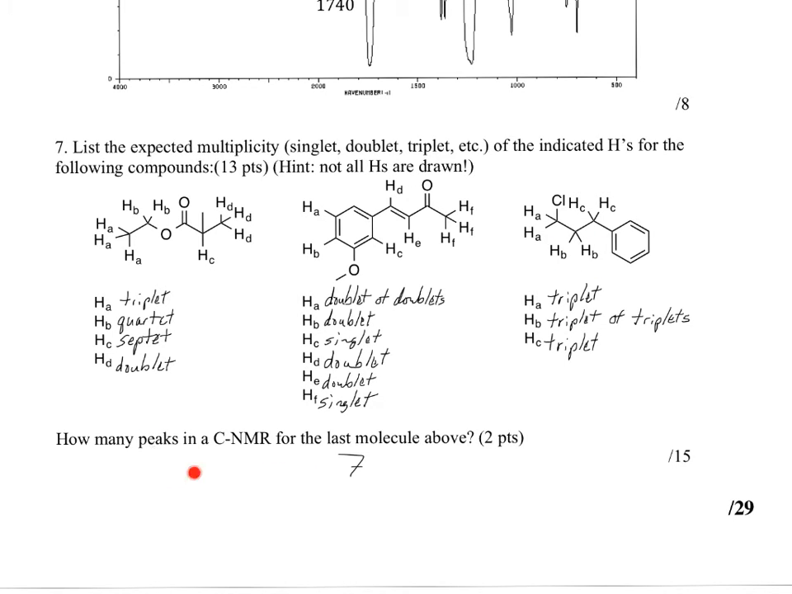Then how many carbon NMR peaks in the last molecule above? You'd have 1, 2, 3. Let's see, 1, 2, 3, because these are the same. 4, 5, 6, 7. 7 for that one above.